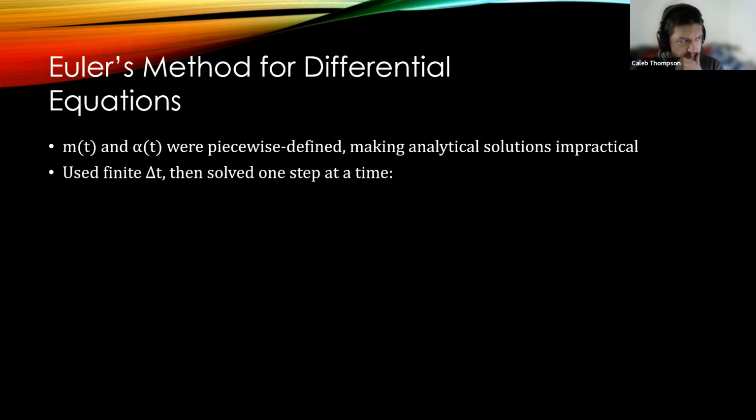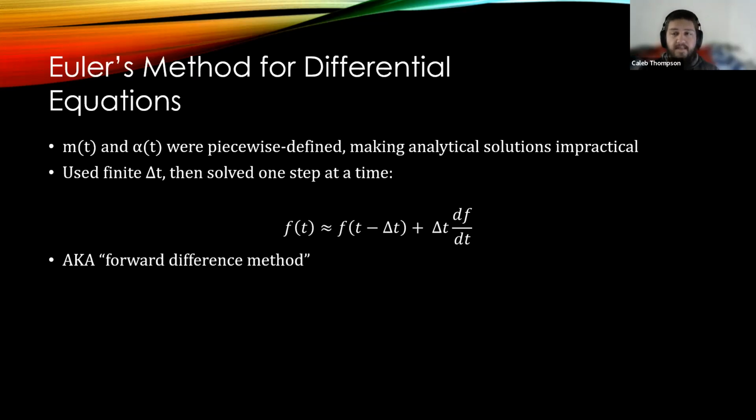First, you set delta t to be some finite change in time. For this model, we used 1 day. Then your equation becomes: the value of the function at a given time is roughly equal to the function at the previous time step plus the size of the time step times your differential, the slope at that point. This is also known as the forward difference method.